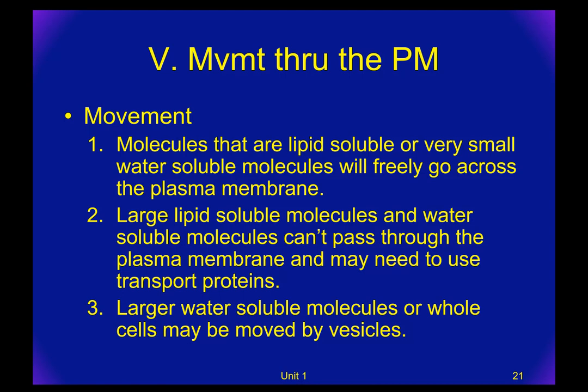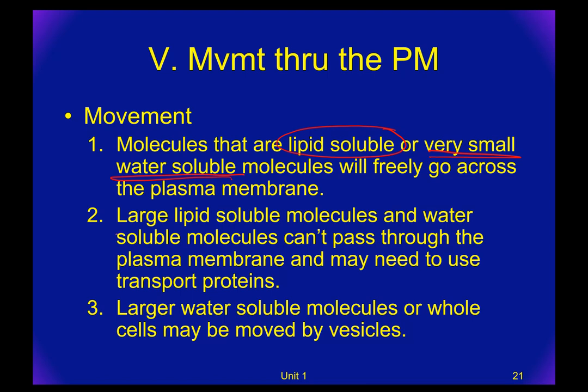Now, what moves and how? Things that can just basically go through our selectively permeable plasma membrane include things that are lipid soluble and things that are very small and water soluble. If you're small enough to sneak past those tails, it's not that big of a deal. But lipid soluble molecules don't really have to worry about the tails not liking them, because they don't like water either. So things like heroin, things like drinking alcohol, things like nicotine, these are all lipid soluble and they bypass that membrane with no problem whatsoever.